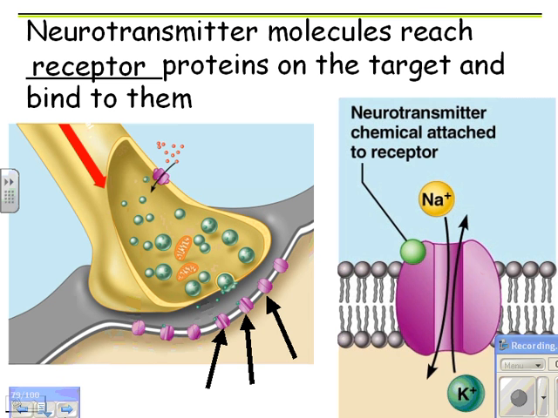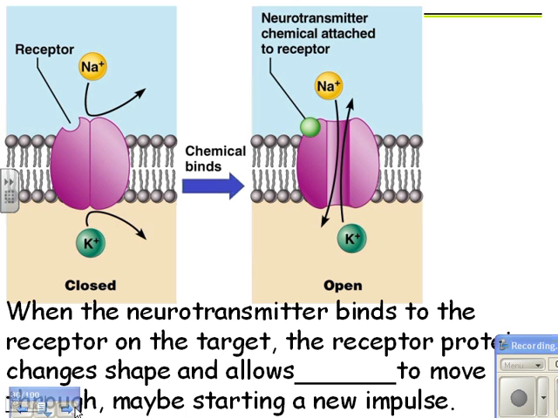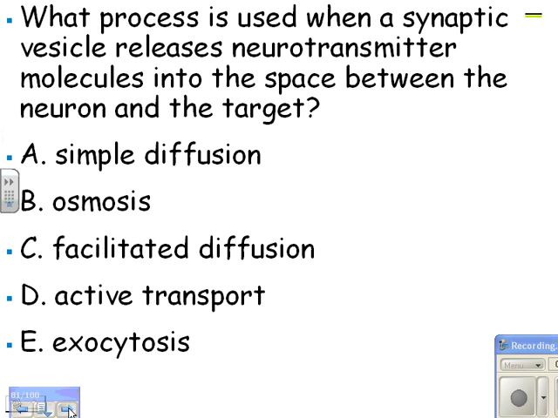So those are the receptors. All of these purple things are the receptors. When the neurotransmitter binds to the receptor on the target, the receptor protein changes shape. Before, nothing could go through here. Now all of a sudden this is open, and things can go through. It's allowing ions to move through, maybe starting a new impulse. Remember, ions are the electricity of the body. Once the sodium moves in and the potassium moves out, that might start a new nerve impulse in the next neuron.